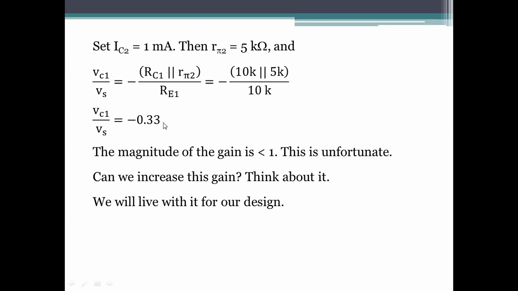This is unfortunate. Can we increase this gain? It's not good to have an attenuation in the first stage. But can we increase it? You think about it. For this design, we live with this gain of minus 0.33. There are probably other ways of designing, as I said, so you think about this. Alright, so this is the end of this lecture. Next lecture, we will go to stage 2 and then 3, etc.